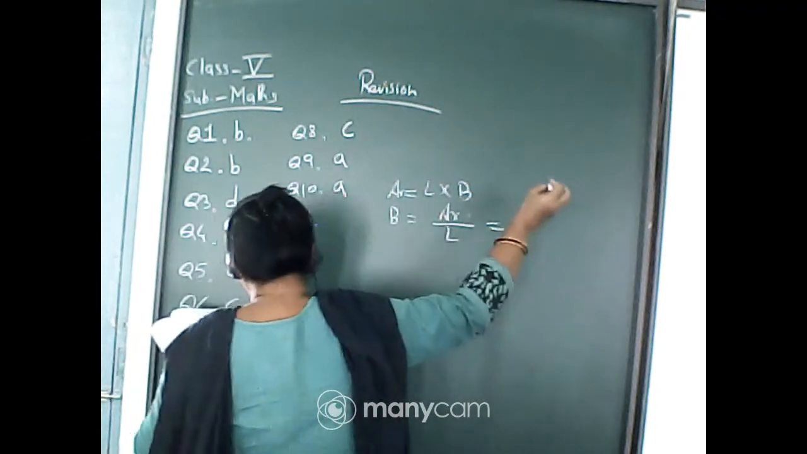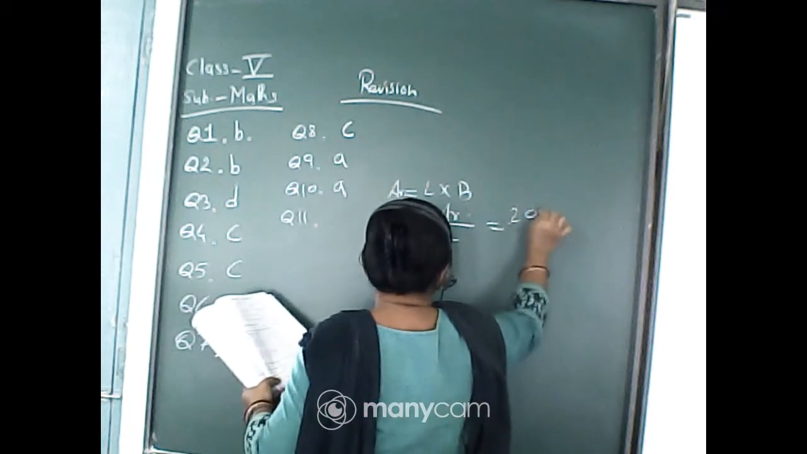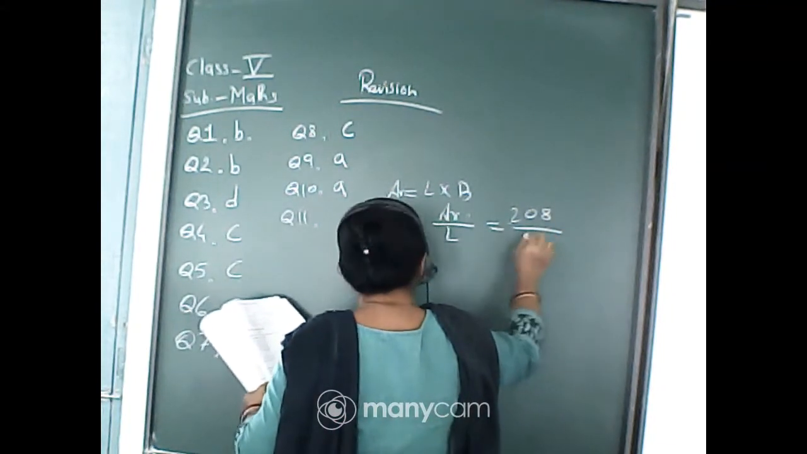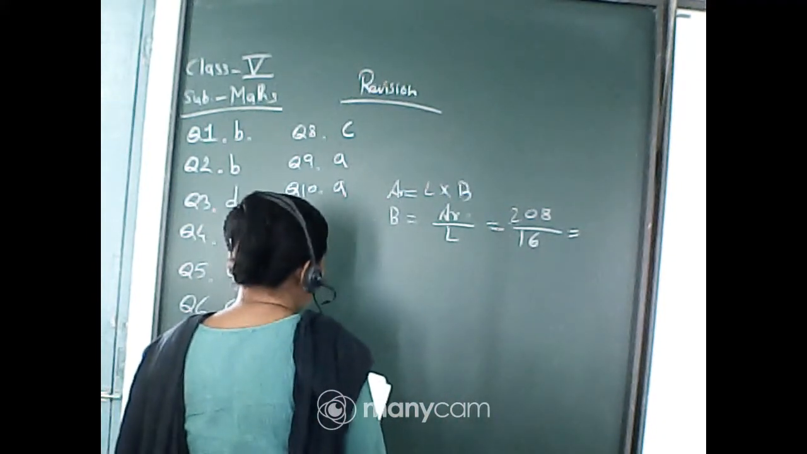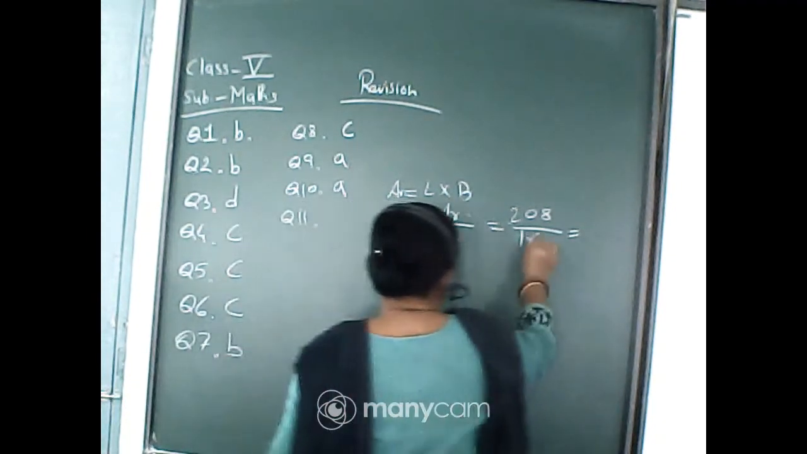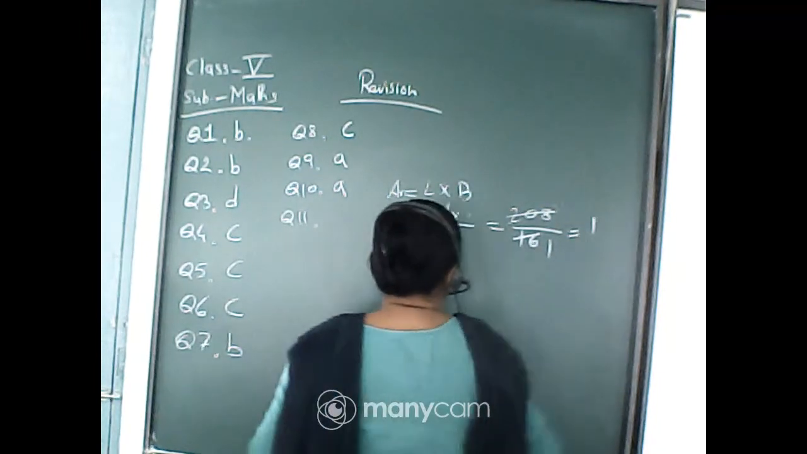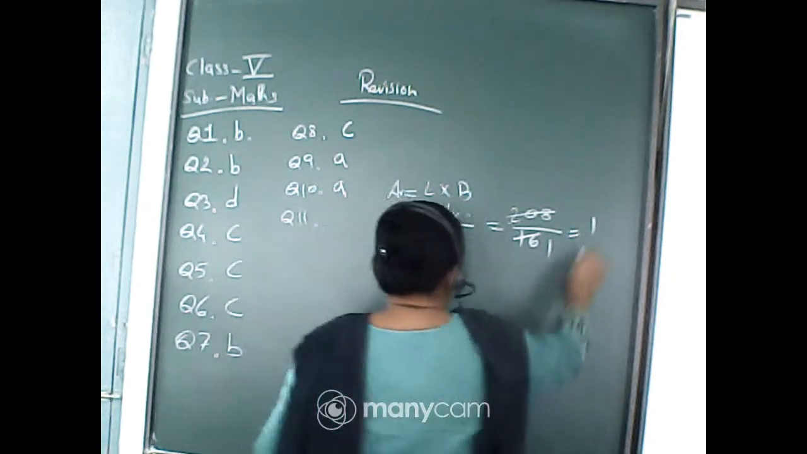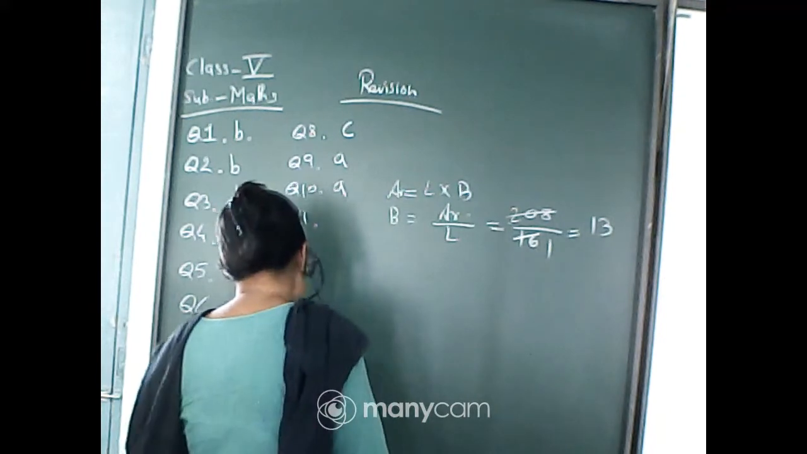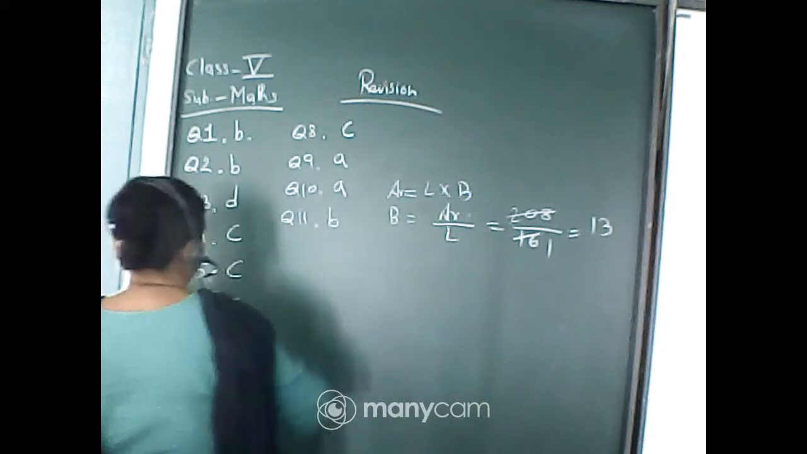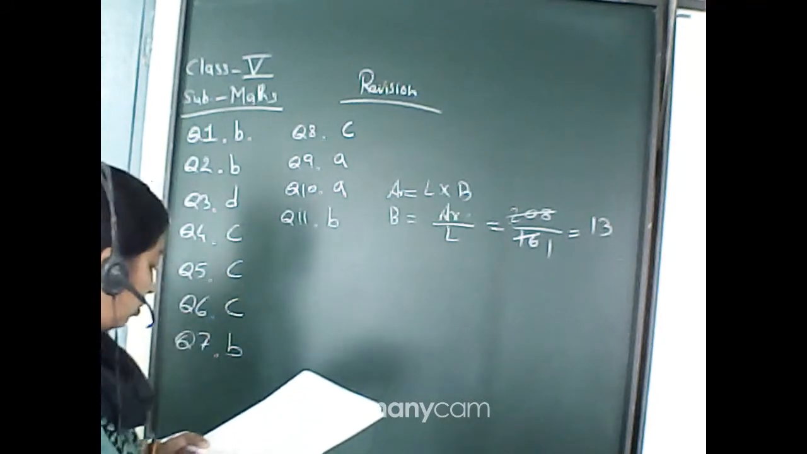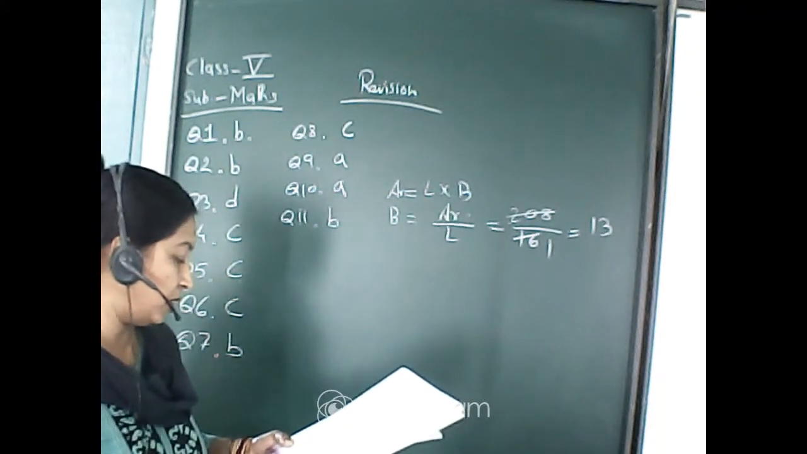Now area is given 208 and length is given 16. So when you divide or cancel it, 16 ones are 16, 8 3s are 24, that means 13 centimeter. Breadth is equal to 13 centimeter. That is option number B. So give a tick mark in option number B.